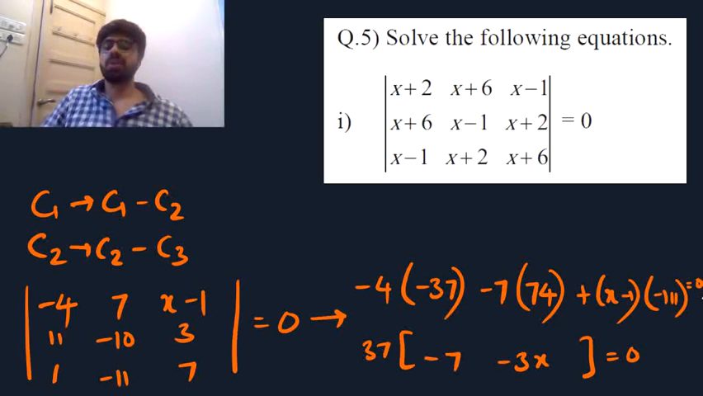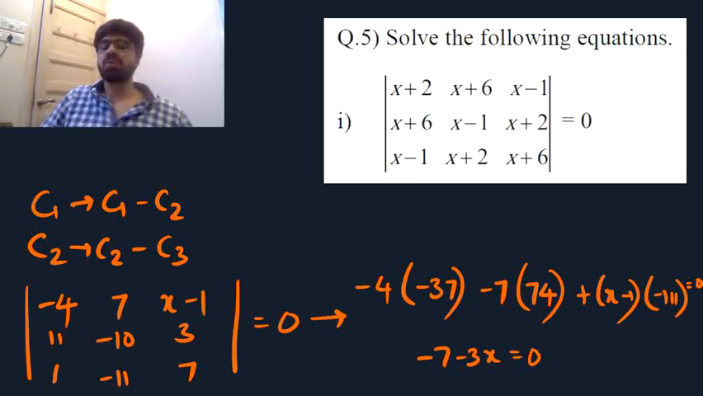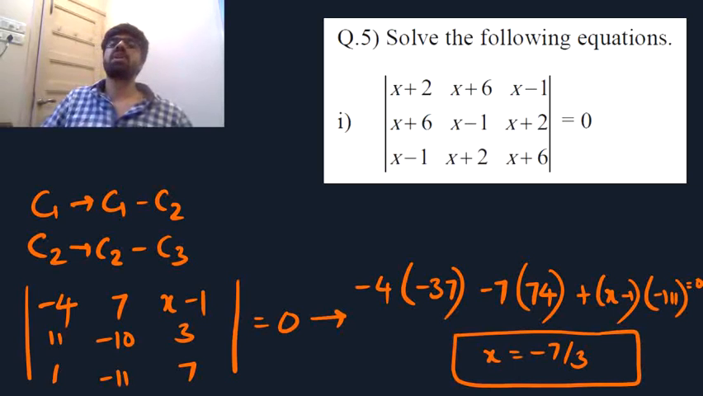So we have 37 into minus 7 minus 3x equal to 0. 37 goes on the right, we have minus 7 minus 3x equal to 0. 7 goes on the right, so we have minus 3x equal to 7. So x will be equal to minus 7 upon 3. Yeah, that's how we are answering our first question.